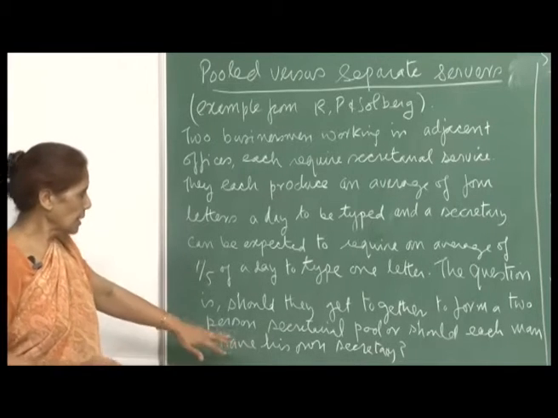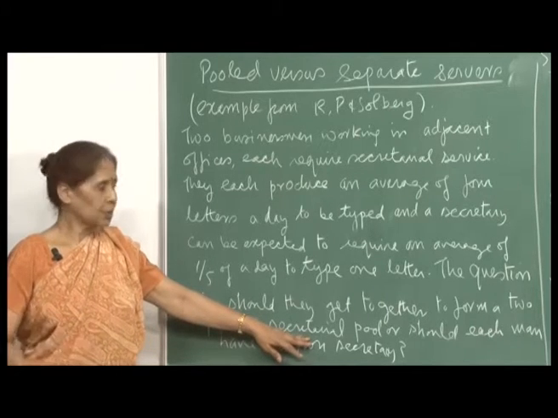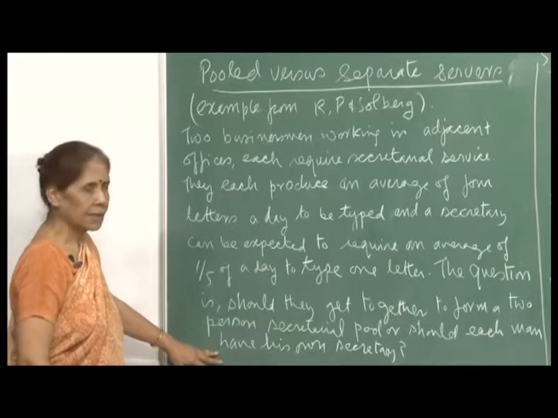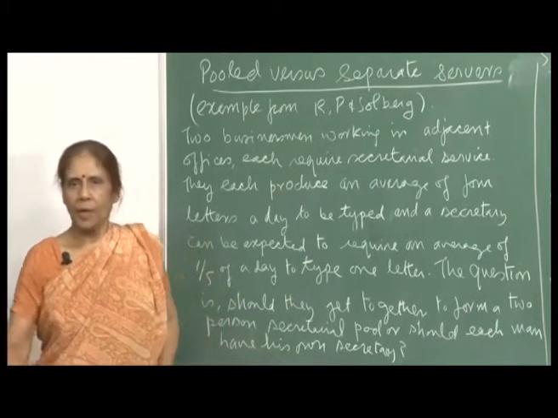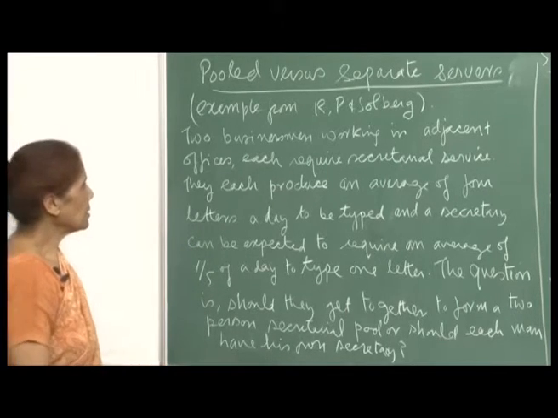So, by pooling it will be possible for each of the businessmen to access both the secretaries, that is the idea, or should each man have his own secretary. So, this is the question, and let us try to answer through this model of MMS, which we have just now talked about. Let us see.